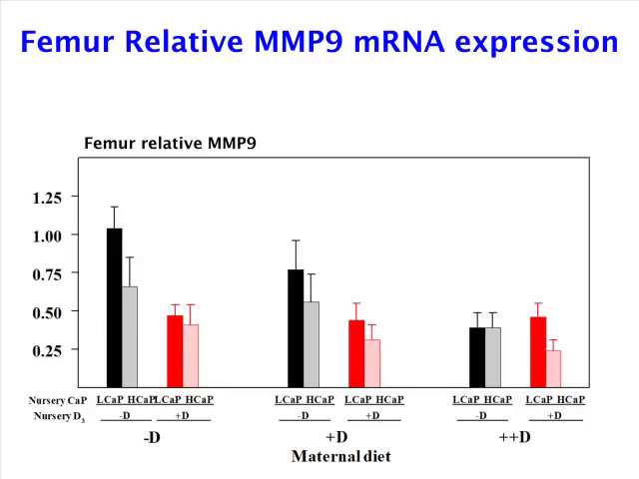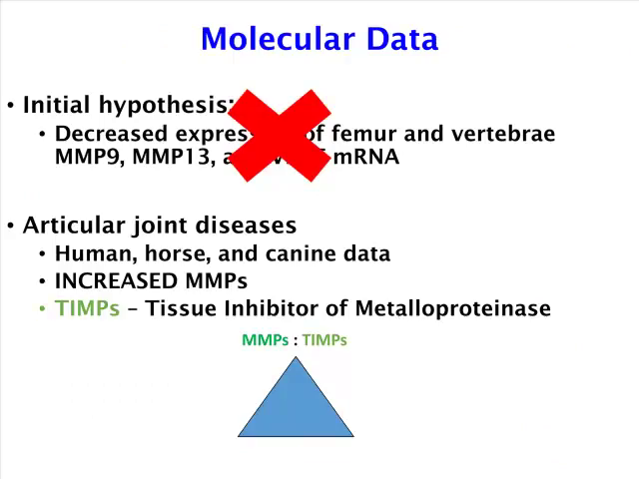So we did some quantitative PCR work. I'm just going to show you one graph for time's sake. But this is femur relative MMP9 mRNA expression. And again, on the x-axis are the 12 different dietary treatments, and on the y-axis is the relative fold change. So big take-home message, if we average across all the nursery treatments, is pigs produced by +D and ++D sows have about 25 to 50% of the expression of our pigs produced by -D sows. So our initial hypothesis was wrong.